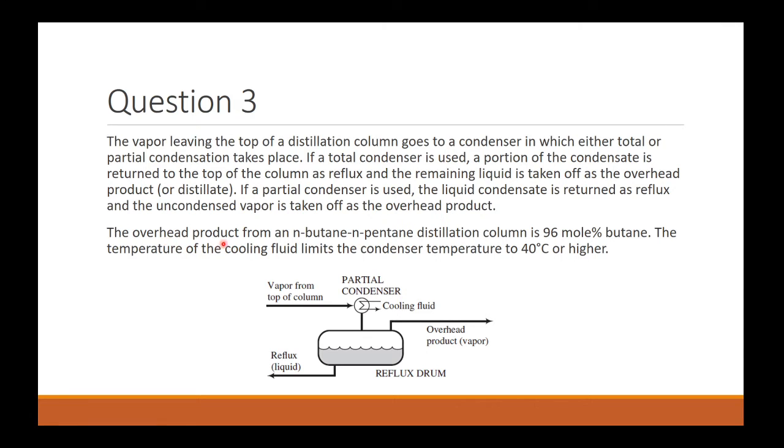The overhead product from an N-butane and pentane distillation column is 96 mol% of butane. The temperature of the cooling fluid limits the partial condenser temperature to 40 degrees Celsius or higher.